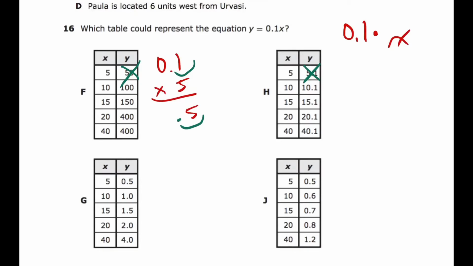Let's move on to the next one. So if x is 10, then I have 1/10 times 10, or let's do it the way I was originally doing it. So 1 times 0, 1 times 1, and then I have 1 decimal place. So my answer choice should be 1 and 0 tenths. So that one still works, but I can eliminate J, so my only valid answer choice. And let's see, 15 becomes 1.5, 20 becomes 2, 40 becomes 4. Those are all correct. And so 16 is G.